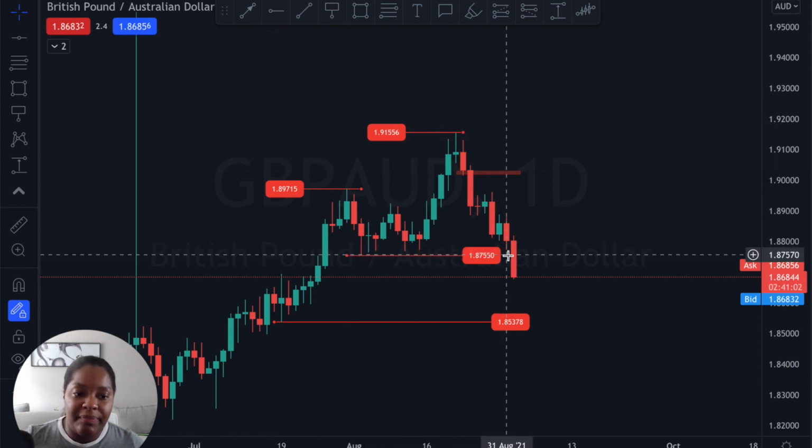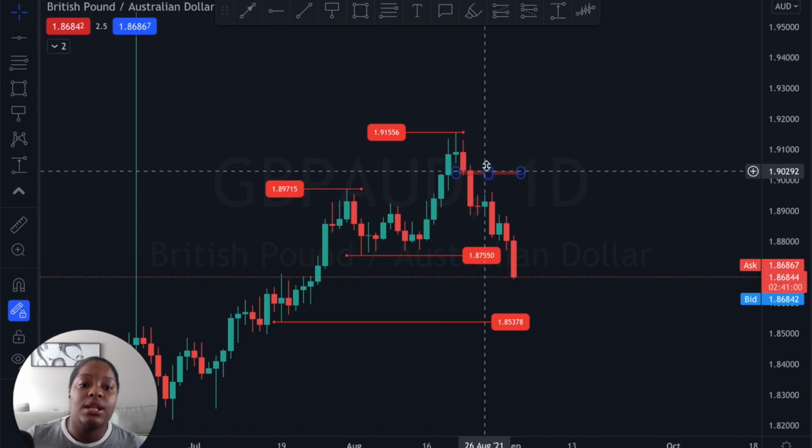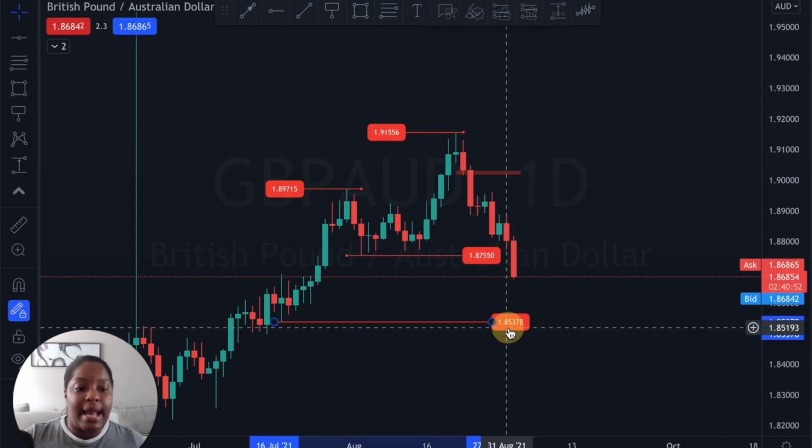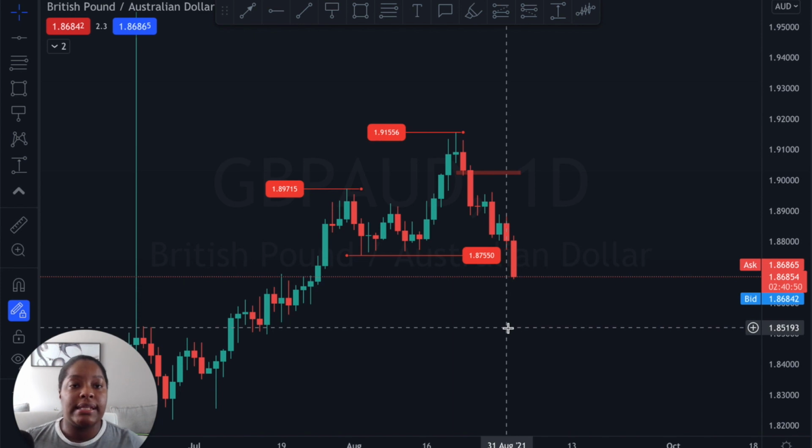Now the fact that we passed that low tells us the sellers no longer see the pound as being as valuable as $1.91556, the Australian dollar. So now what I'm going to look for is the next potential place to execute a sell from this time. I don't sell low. So I do live by the principles of we buy low and we sell high.